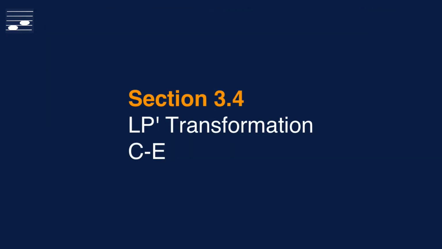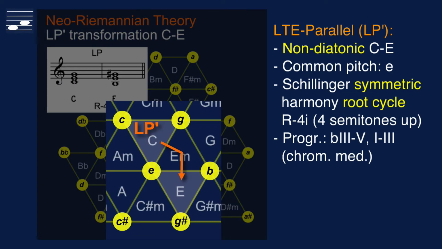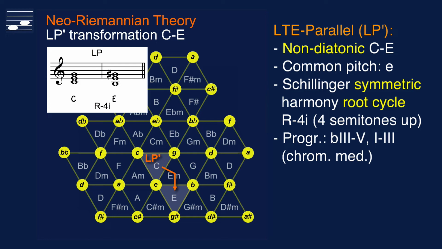The LP compound Riemannian transformation yields the target chord E major, when starting on C major. The overlapping pitch is E, the symmetric harmony system root cycle is a weak R-4I, a major third up. Again, stepwise voice leading implies a change in target chord inversion position, and this is another chromatic mediant progression.